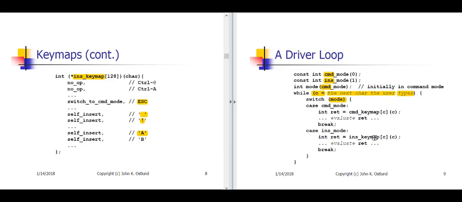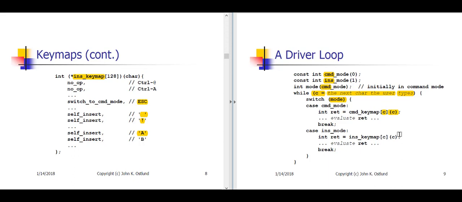And notice how the keymap is used. We use the character that the user typed as the subscript into the keymap to identify the function that's supposed to be called. And we then call a function using the function call operator, providing the character that the user pressed as the argument to that function. Okay, so we use the character the user pressed both to look up which function is associated with that key and then as the argument passed into that function.